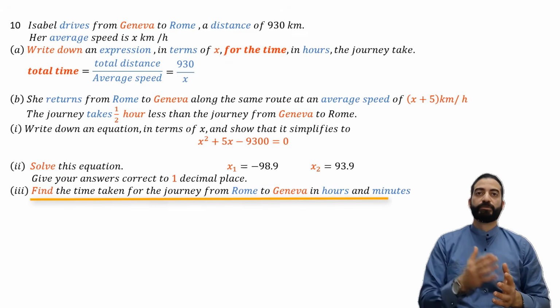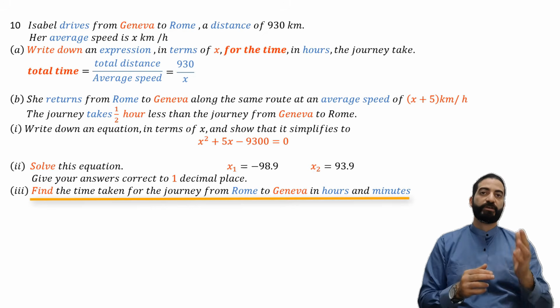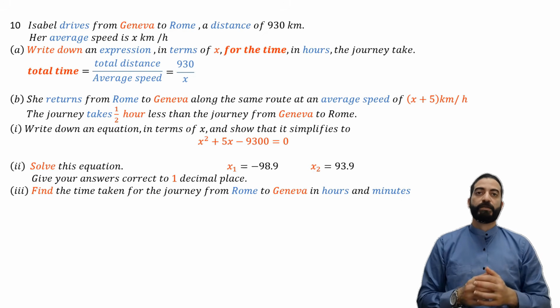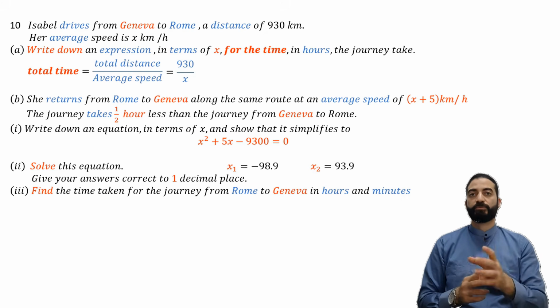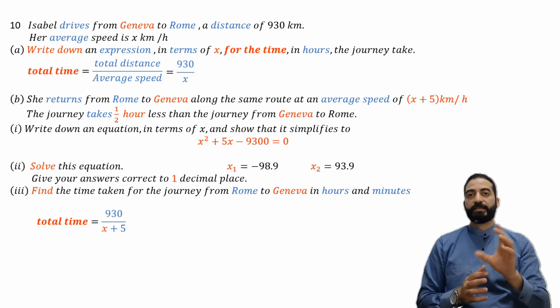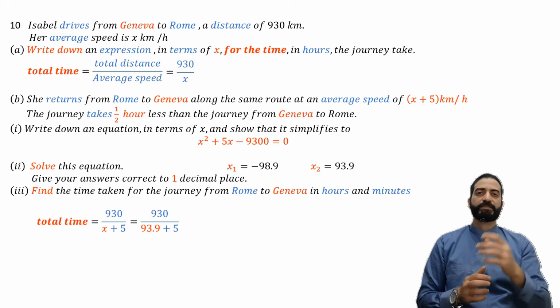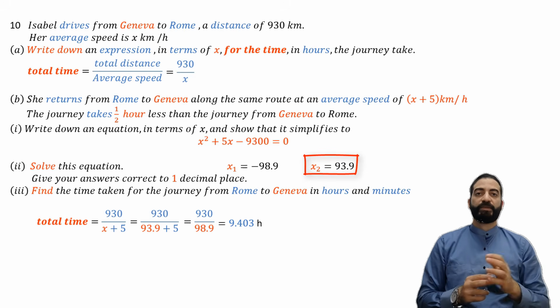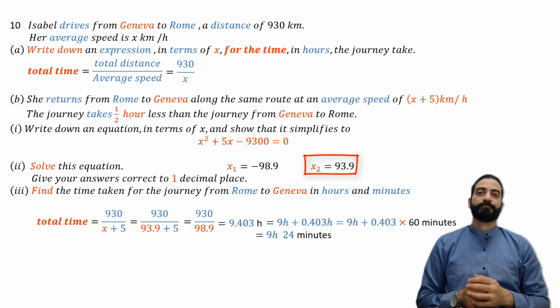Find the time taken for the journey from Rome to Geneva in hours and minutes. We have the total time from Rome to Geneva, but in terms of x. Now we replace the x that is greater than 0 and we get the answer in this way.